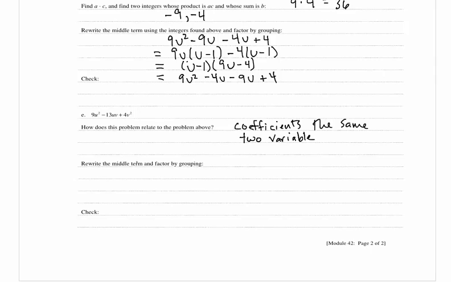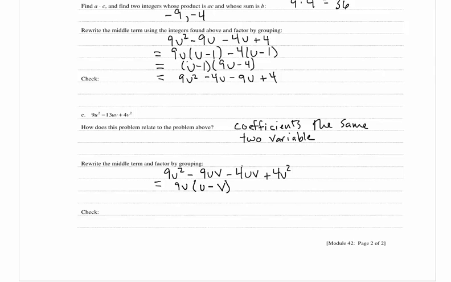Now they want us to rewrite the middle term by factor by grouping. So this time we're going to have 9u squared minus 9uv minus 4uv plus 4v squared. And when we factor by grouping, we're still going to factor a 9u out of the first two terms, and that leaves us with u minus v.